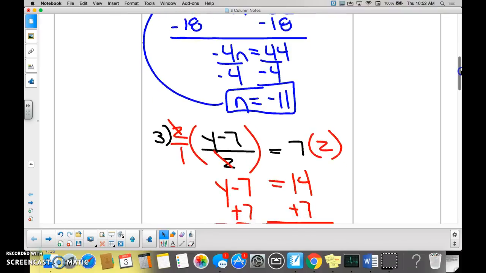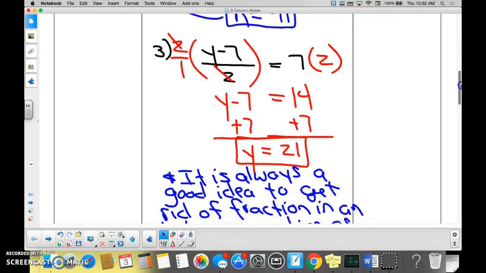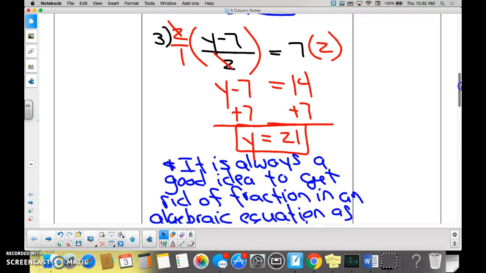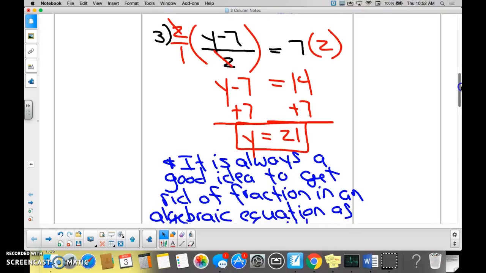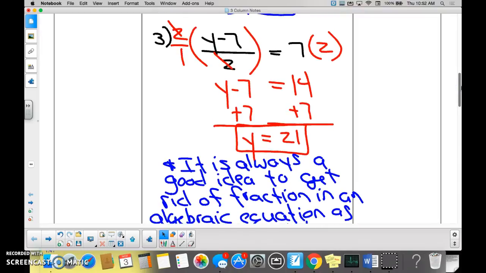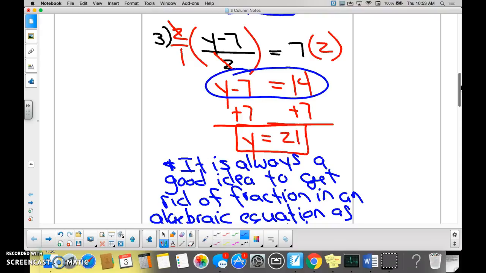Number 3 we struggled with a little bit. Again, you've got y minus 7 over 2 as the original problem. It's equal to 7. So the problem in black there is your original. And what we did is we decided that the fraction was a pain in the rear. So we got rid of it by multiplying both sides by 2. So now, after we multiplied both sides by 2, this was our brand new algebraic equation. And that is much easier than y minus 7 over 2 is equal to 7, right?